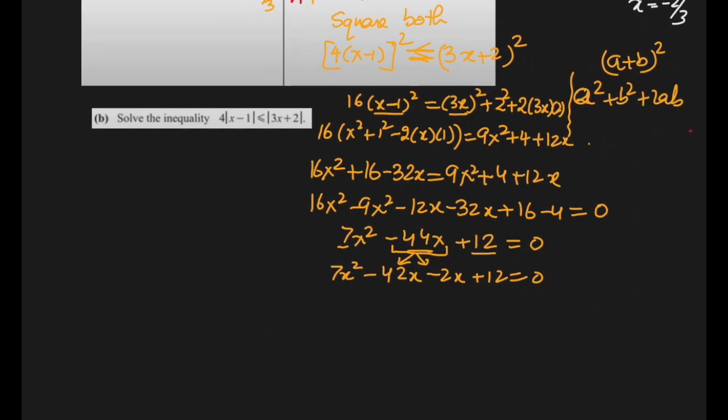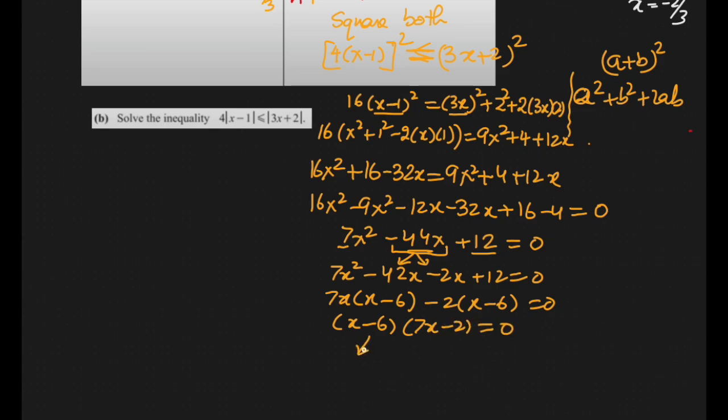So what is common in these two? 7x times x minus 6 minus 2 times x minus 6 equal to 0. So x minus 6 is common. So (x minus 6)(7x minus 2) equal to 0. This gives me either x minus 6 is equal to 0 or 7x minus 2 equal to 0, because they are the ones which will give a 0 if multiplied. So this gives me x equal to 6. This gives me 7x equal to 2, which is x equal to 2 over 7.